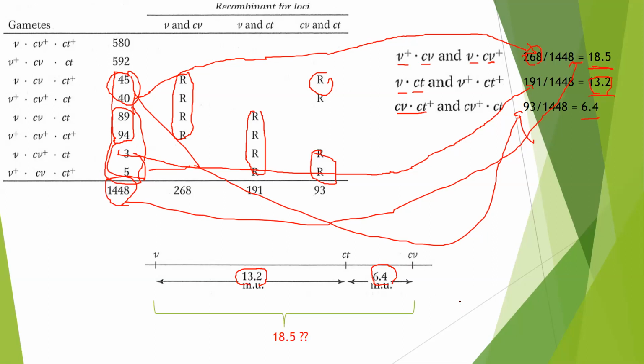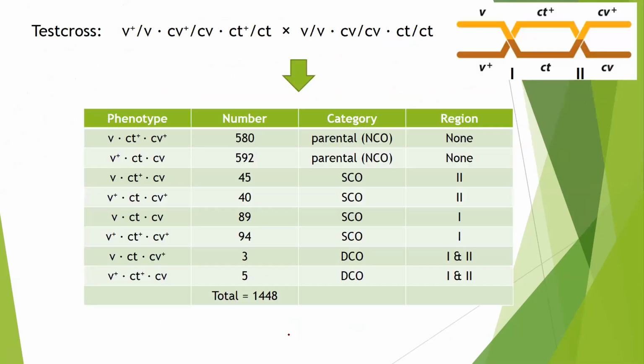But the problem is, okay, professor, you just said the map distance will be additive. So why do these 2 numbers not add up to this number, right? Why do they not add up to this number? So let me tell you why. All right. So if you use this table to summarize the results, the progeny produced from this test cross.